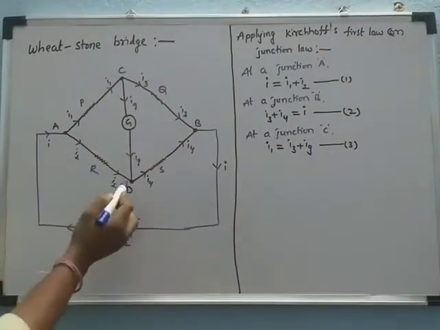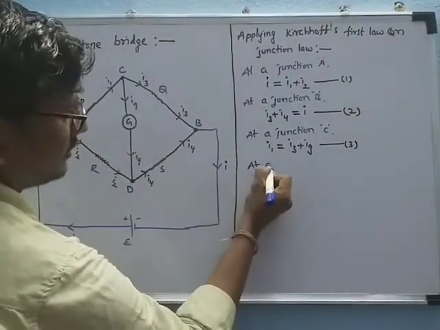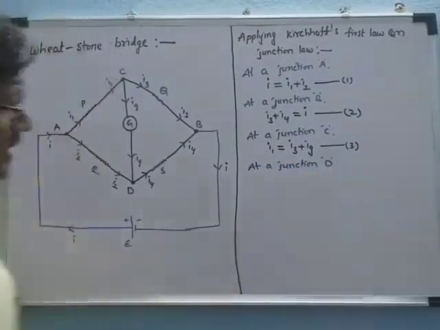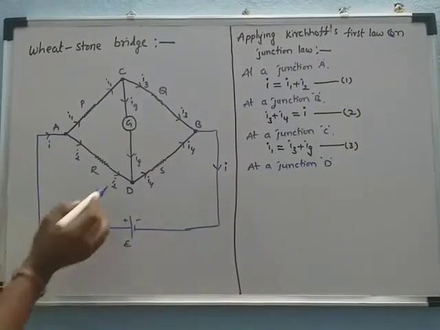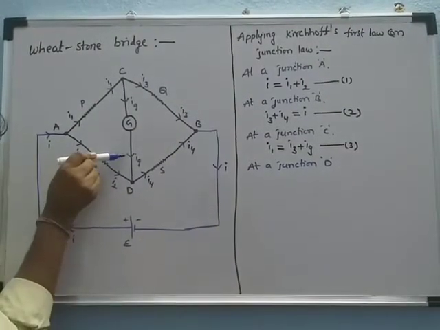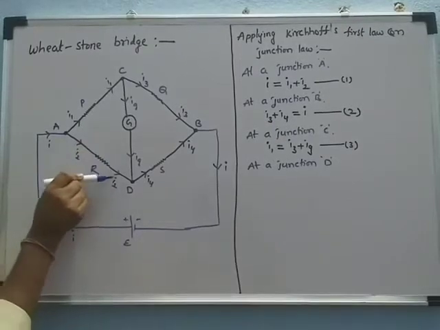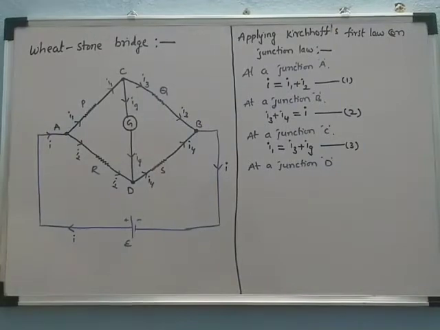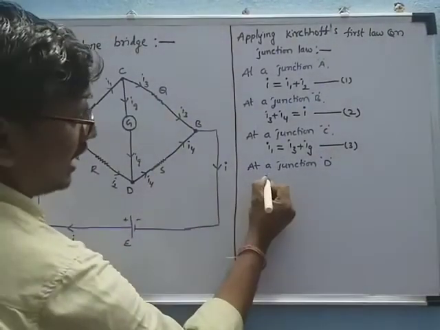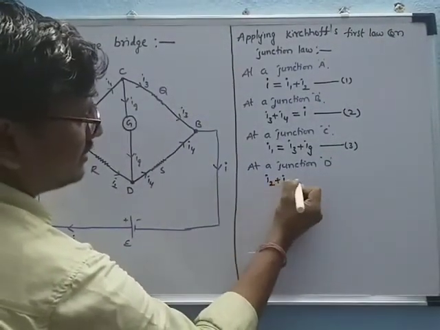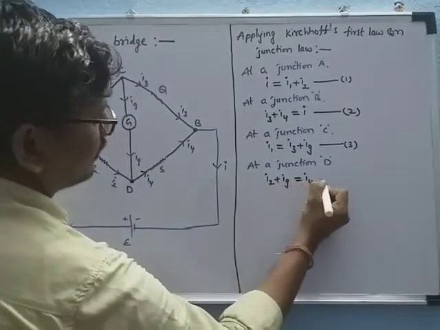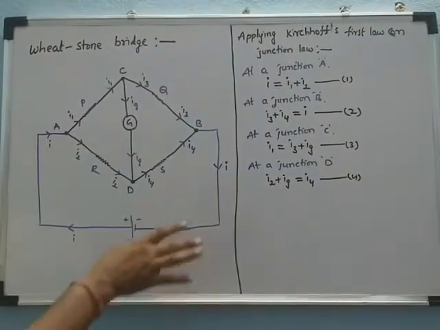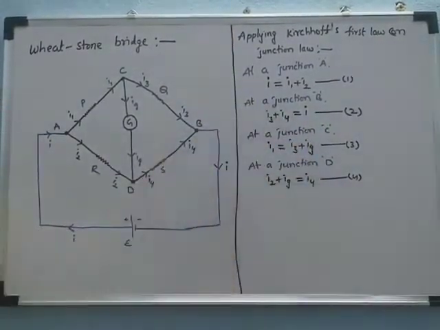Now next, the last junction, junction D. Observing at junction D, how much current is entering? The IG and I2 are entering the junction, and leaving the junction, what is there? Only I4. Then we can write I2 plus IG is equal to I4. This is considered equation number 4. See, this is Kirchhoff's first law applied to the four junctions.